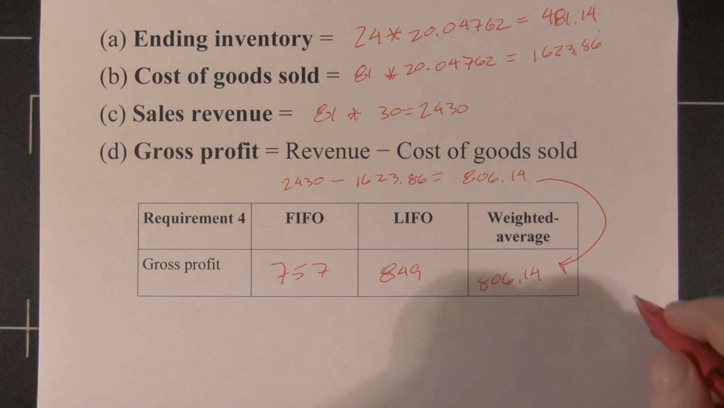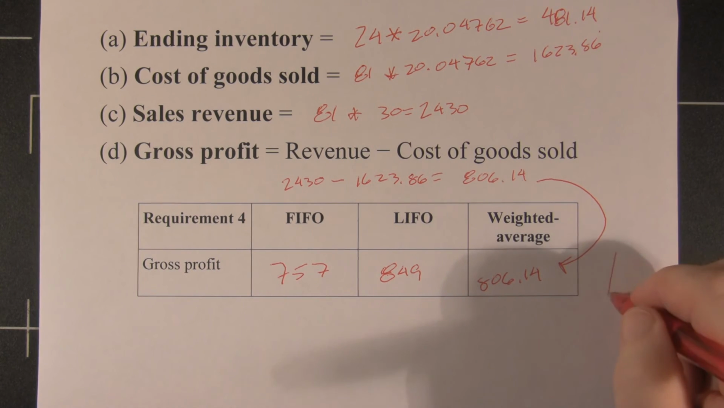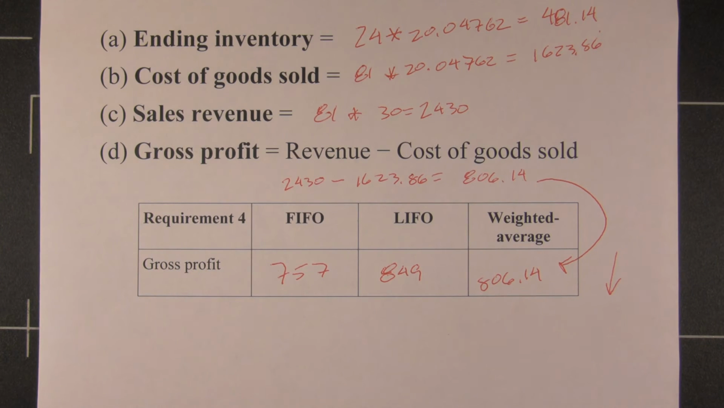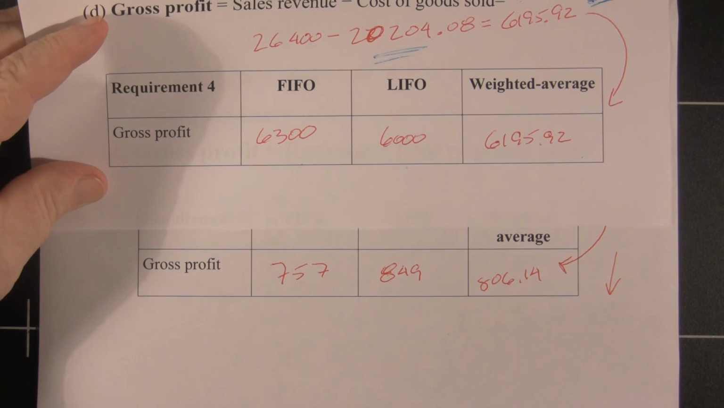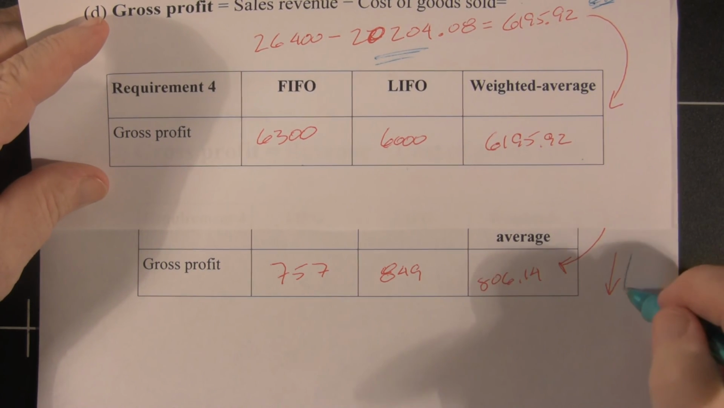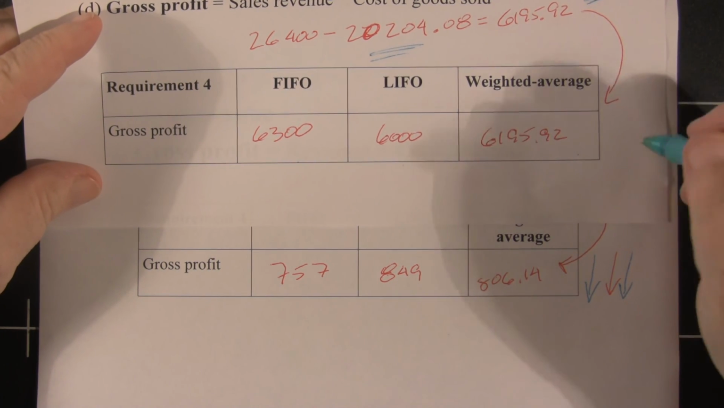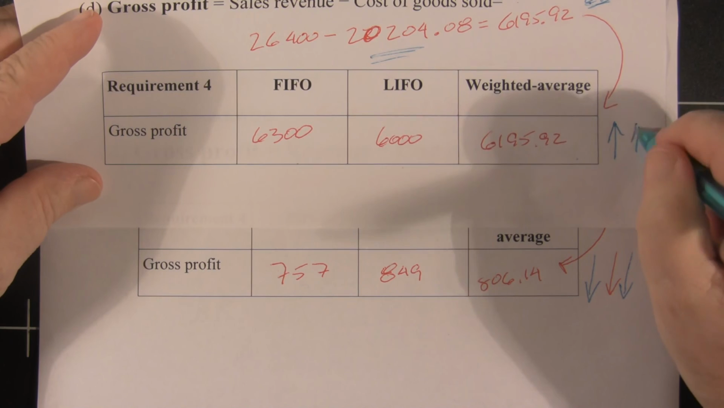Now remember, in this case, the prices were going down. I want to dig out the chart we did when we did the prices going up, because you're going to see what's happened. This is in a period of prices going down. This is in a period of prices going up.